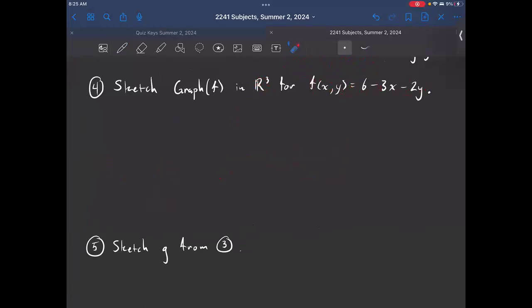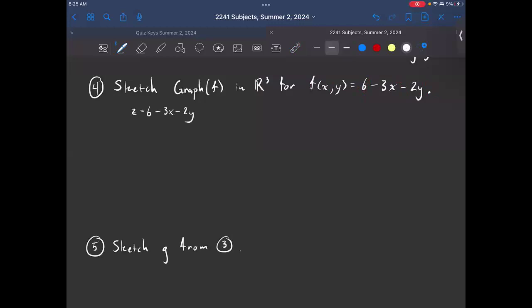Okay, we can see that this is a polynomial and it's linear because it only has x and y to the first power plus a constant. So the easiest way to do this is to reduce it to something we already know, the equations of planes. So z equals 6 minus 3x minus 2y. Z is just the name for the output variable.